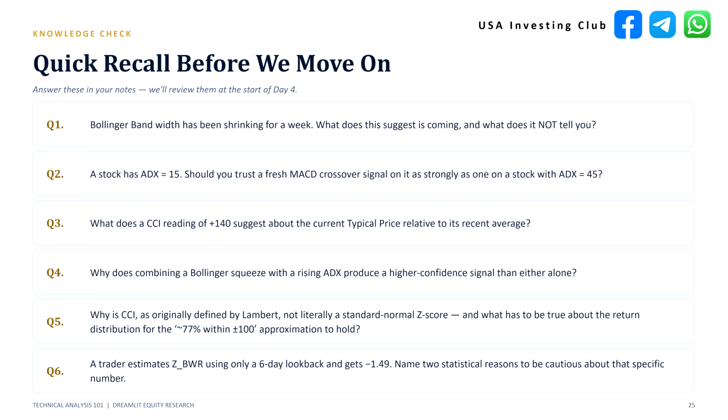Question 2. A stock has an ADX of 15. Should you trust a fresh MACD crossover signal on it as strongly as one on a stock with an ADX of 45? Question 3. What does a CCI reading of plus 140 suggest about the current typical price relative to its recent average? Question 4. Why does combining a Bollinger squeeze with a rising ADX produce a higher confidence signal than either indicator alone? Question 5. Why is CCI?